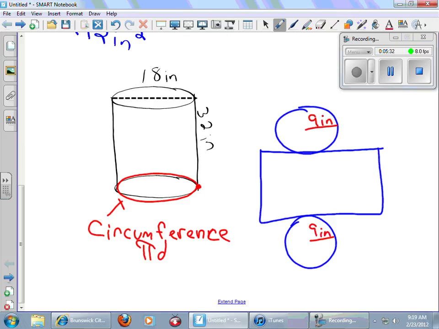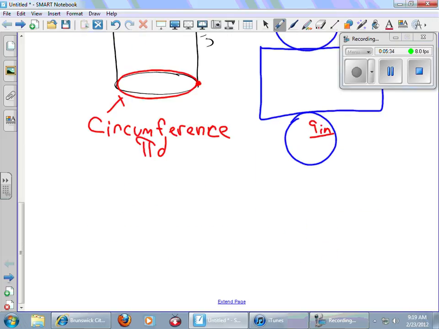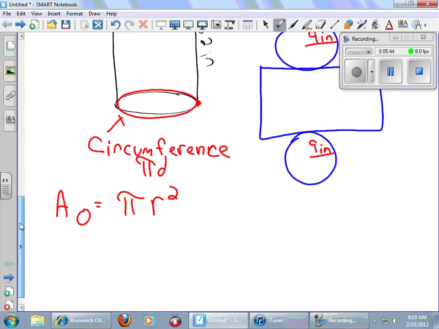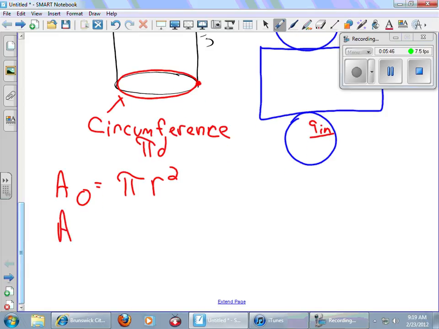And remember that the area of a circle is found by pi r squared. So we're going to use that formula and get the areas. But then to do the rectangle, the body of the cylinder, it's base times height. But we have to be careful. The height is the height of the cylinder, but the base is actually the circumference of the circle.